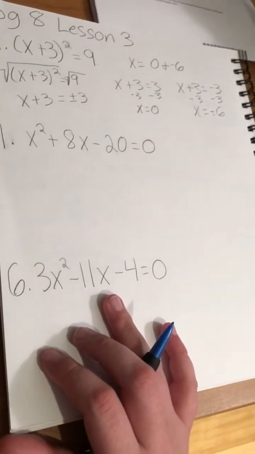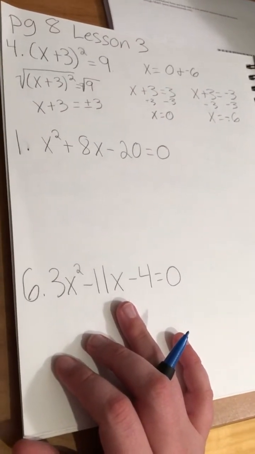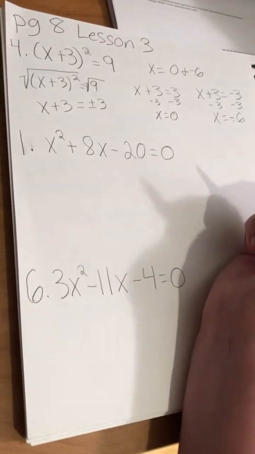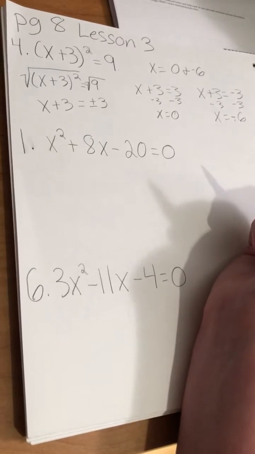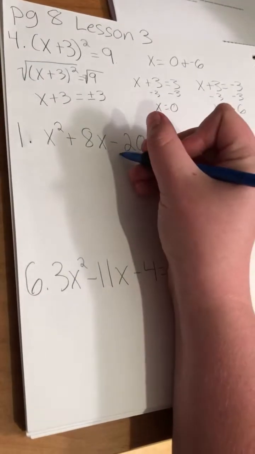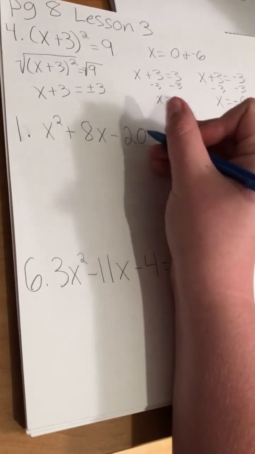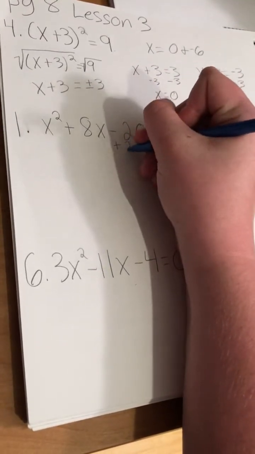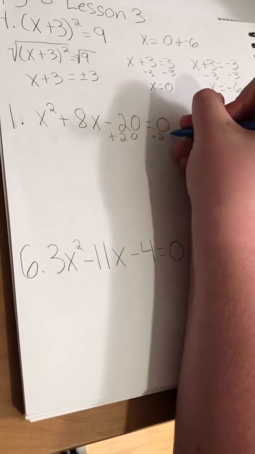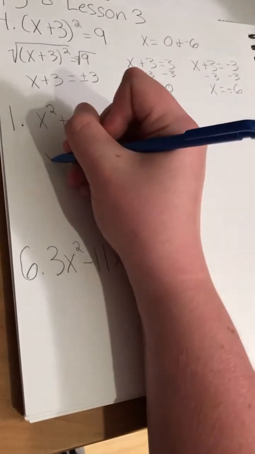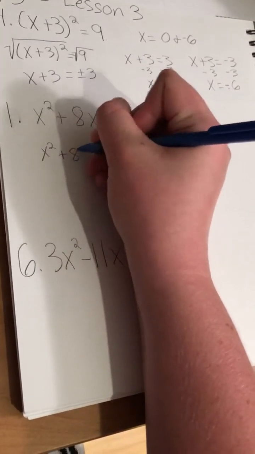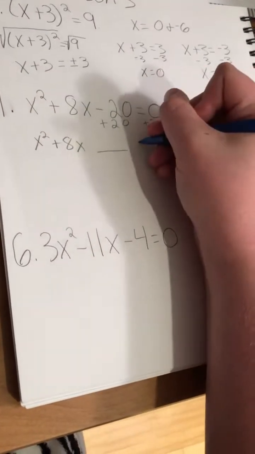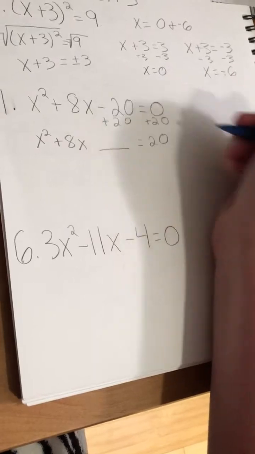Now for number 1. Number 1 is on the far left hand side. So this one we want to complete the square. First we want to put the negative 20, or the subtract 20, on the other side by adding. So we have x² + 8x. We're going to put something right here, but we have that 20 right here.